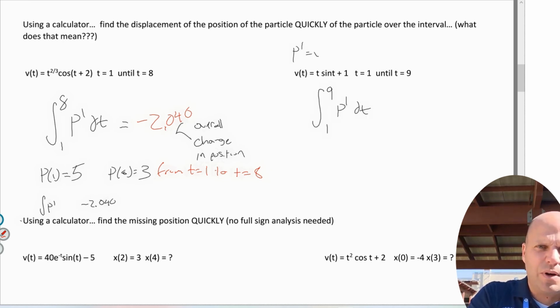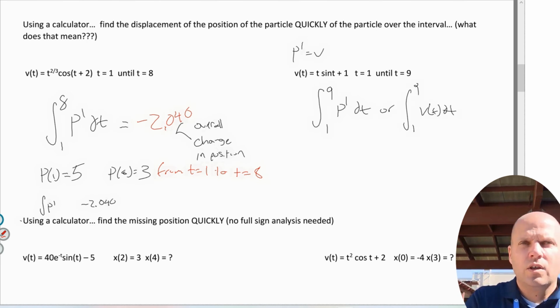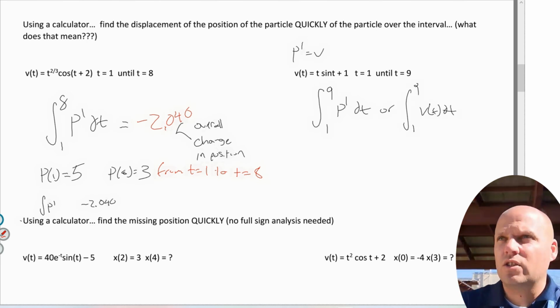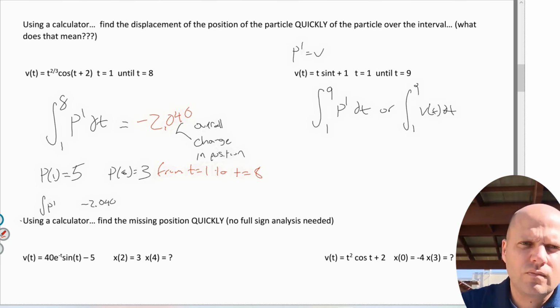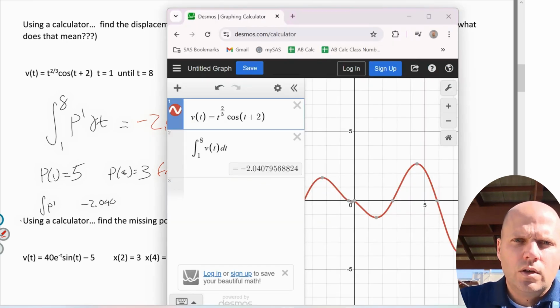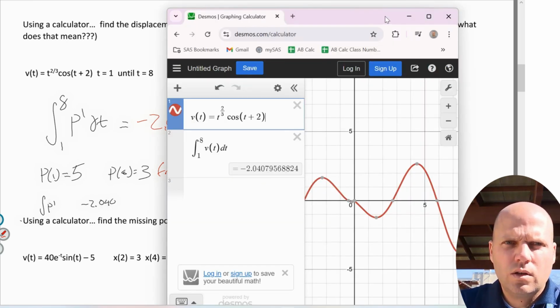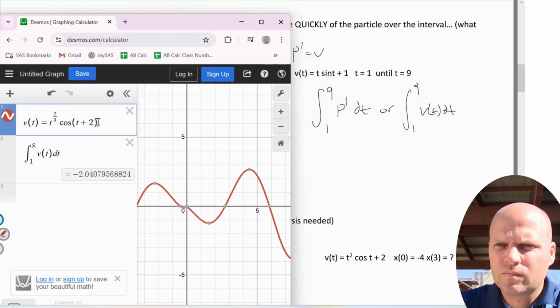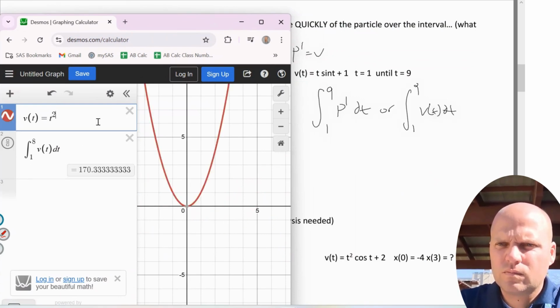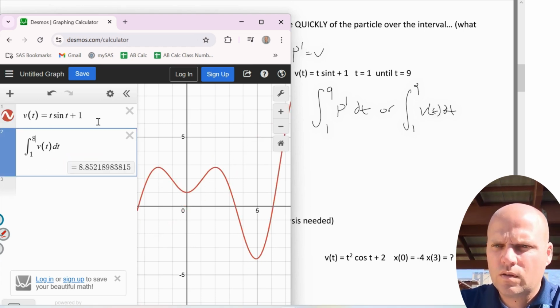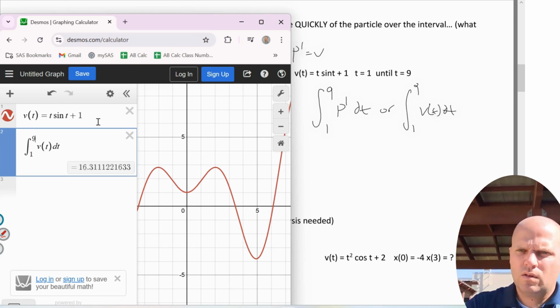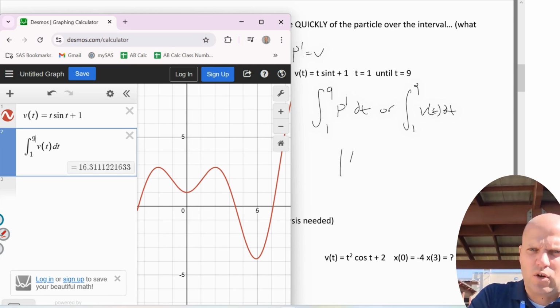Make sure you write P prime equals V, or if you just accumulate V. Understanding you're accumulating a derivative, you're accumulating a rate of change, you get the overall original thing's change. I think it's so much quicker.